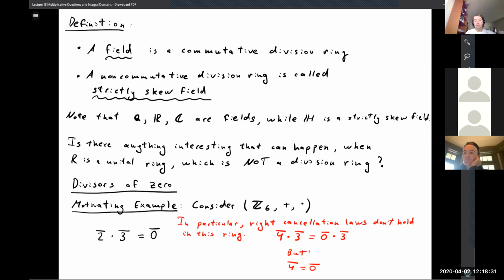Okay, so from this example, first of all, any questions about what I just considered on the whiteboard? Just a clarification. If you say right cancellation laws don't hold, then that implies that the left cancellation laws don't hold either, because you just flip the two. Yes, and that will be a theorem. Thanks for introducing that.